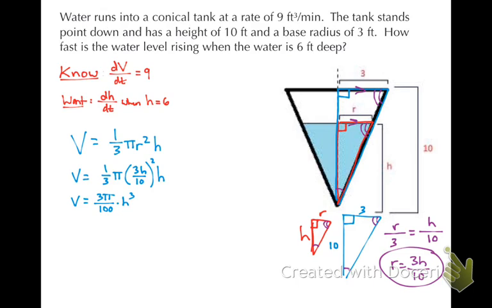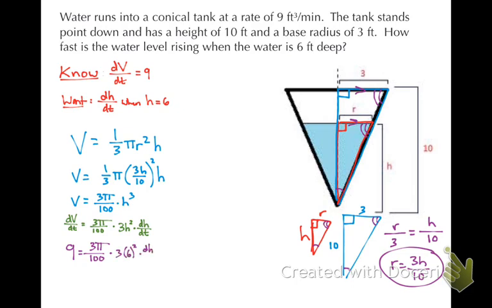Switching colors now, we're at our differentiation step, dV/dt. 3 pi over 100 is a constant, so we'll just leave that constant multiple in front, like we tend to do with constant multiples. We differentiate something cubed using the power rule, but now we're doing implicit differentiation here, and that along with the chain rule tells us to multiply by dh/dt. Okay, and we can even clean this up a little bit here. Let's plug in what we know first. So switching colors one final time for the substitution step. We know that dV/dt is 9, so we can plug that in. We are solving for dh/dt at this instant when h is 6.